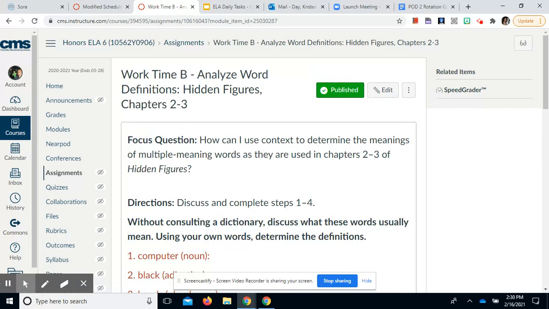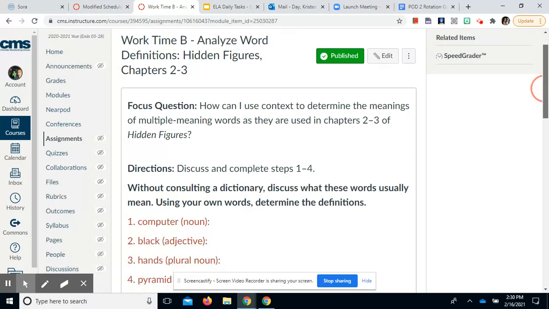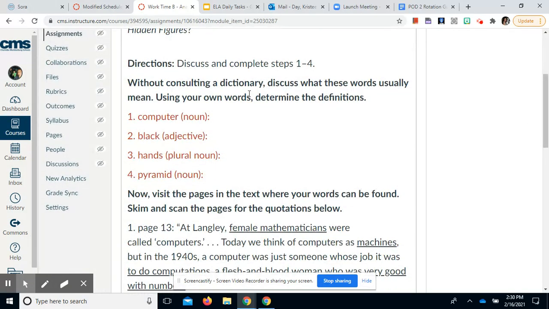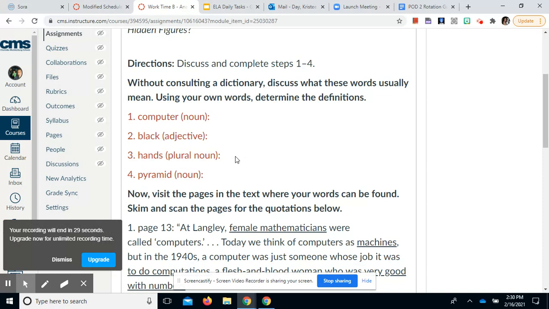And then the second part of our lesson today, there was nothing for you to complete, but we took a look at these words that were used in chapters 2 and 3. We have the words computer, which is a noun, Black, which is an adjective, hands, which is a plural noun, and pyramid, which is a noun. We talked about what those words mean typically in everyday language: a computer is a machine, Black is a color, hands are these extremities, pyramid is a shape.